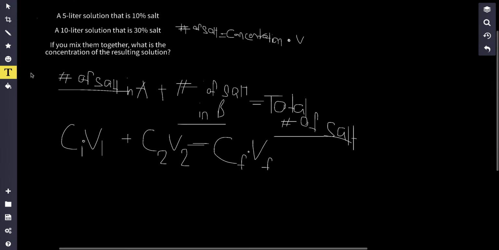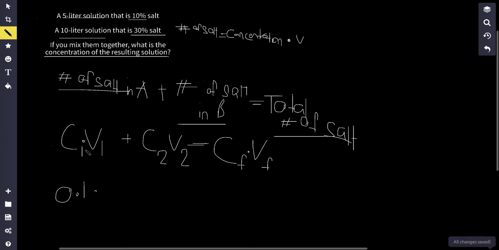Here's another problem. 5 liter solution, 10% salt. 10 liter solution, 30% salt. You mix them together, and you want to find out the concentration of the resulting solution. So we're going to use this formula. The concentration of my first solution, which is 10%, so 0.1, multiplied by the volume. In this case, we're given that we're using 5 liters of this, right? And then we're going to add this to the concentration of my second one, which is 0.3, multiplied by a 10 liter solution. So I'm just going to multiply this by 10.